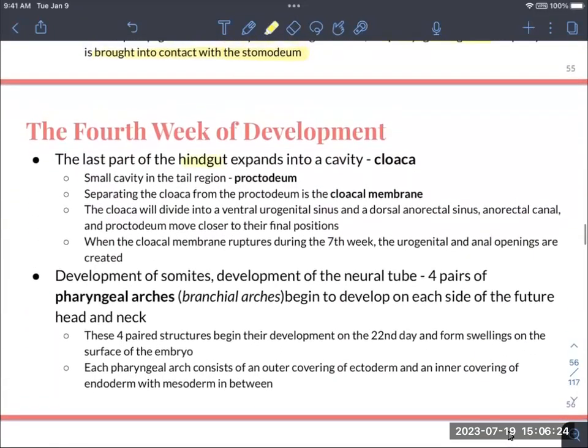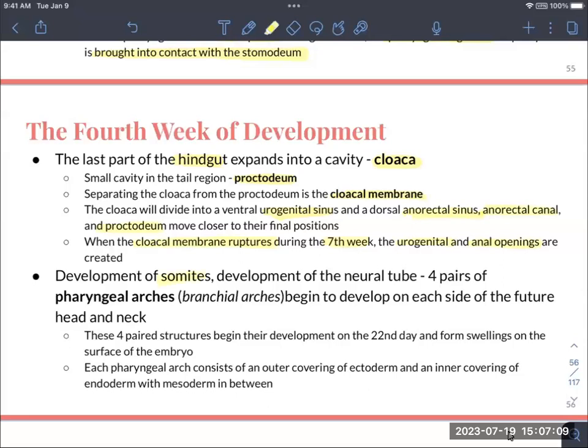So that hindgut gives us that cloaca, that urogenital and reproductive. So that tail region, we start with that proctodeum, that cloacal membrane. It's going to divide into that urogenital sinus, that anorectal canal, proctodeum, and they're all going to go into their final position. So that cloacal membrane ruptures at that 7th week. So that urogenital and anal openings are created when this cloacal membrane ruptures.